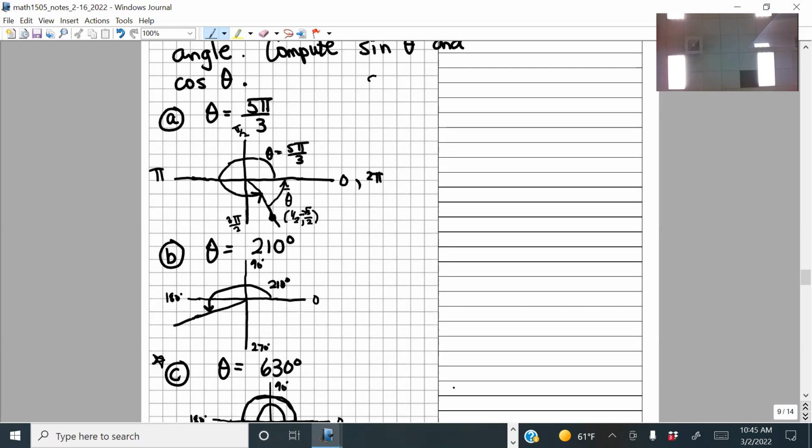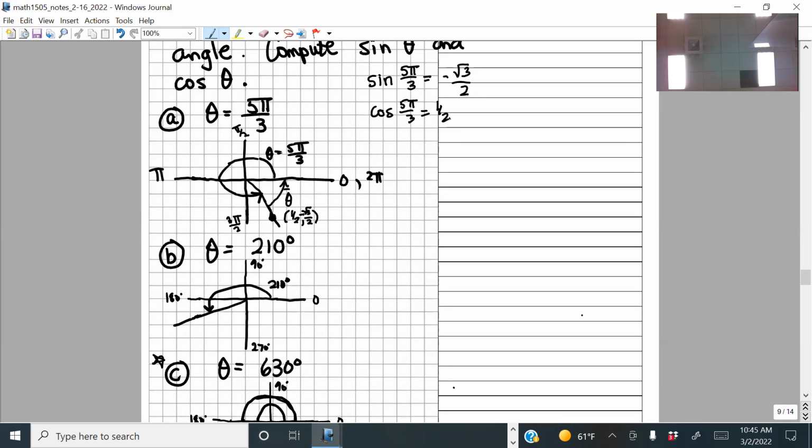See, finding sine and cosine is so easy. What's the sine of 5 pi over 3? Sonny? There you go, negative square root of 3 over 2, right? And cosine is the 1/2, right? So you see, you knew that already.